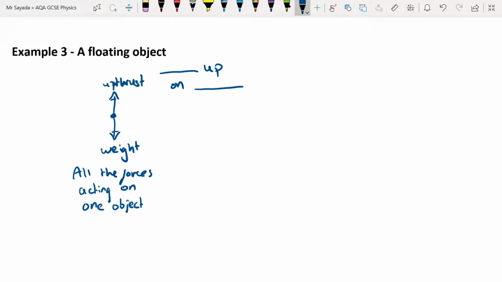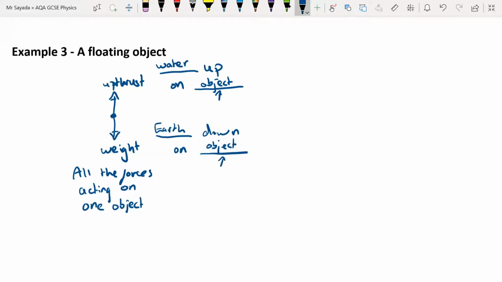You should have said that the upthrust is the force of the water up on the object. I'd like you to do the same with the weight now. So it's the force of something down on something. Pause the video, write down what you think, press play once you're ready. You should have said it's the force of the earth pulling down on the object. So both of these forces are on the object.